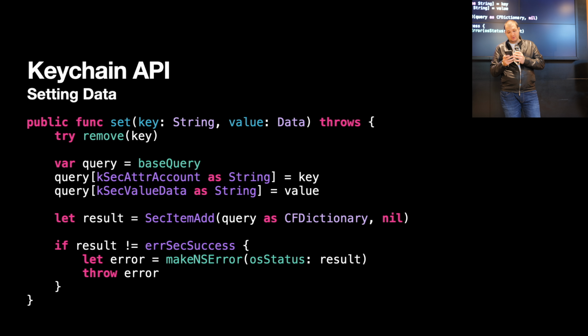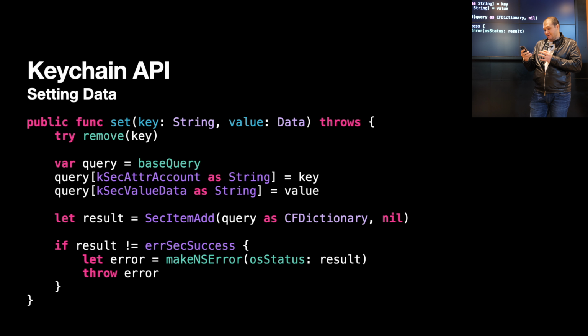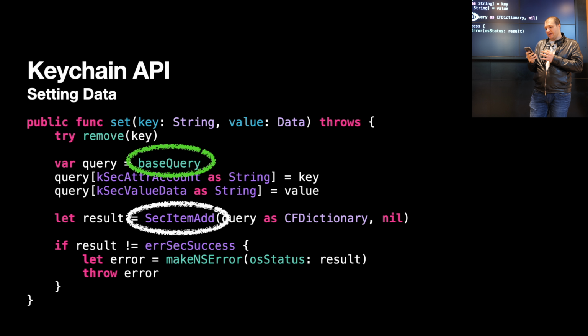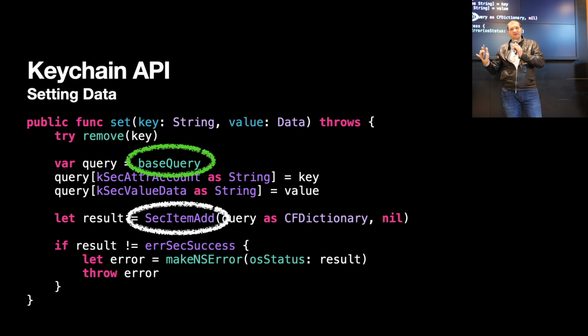Setting data is pretty much similar. We use our remove function, which we built before, and again continue with the base query and use an add method to add the data. And basically the rest of it is the same. So we use the same pattern to handle the error, and we use the base query. We set some parameters there, like a key and value, and call the function. So this way we create a wrapper, an object-oriented wrapper around the procedural core of the keychain.